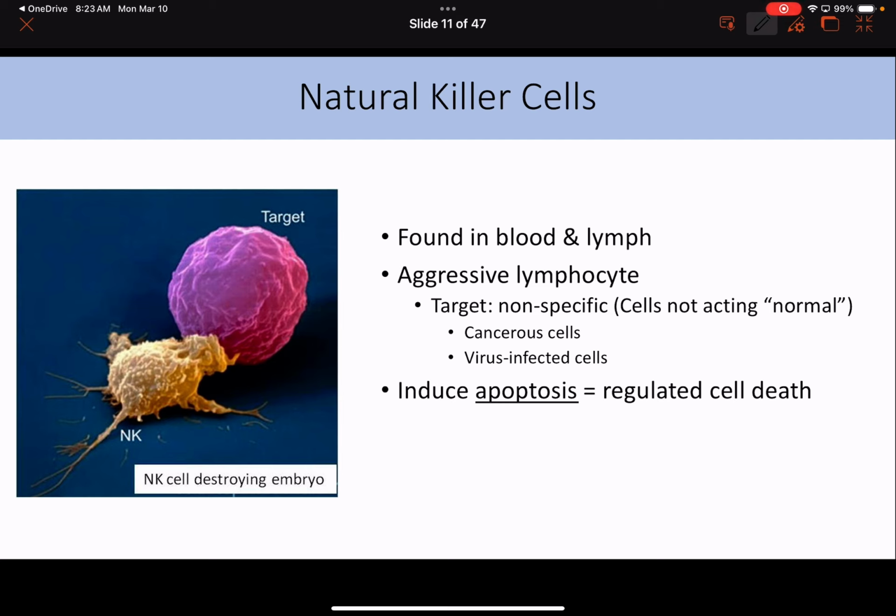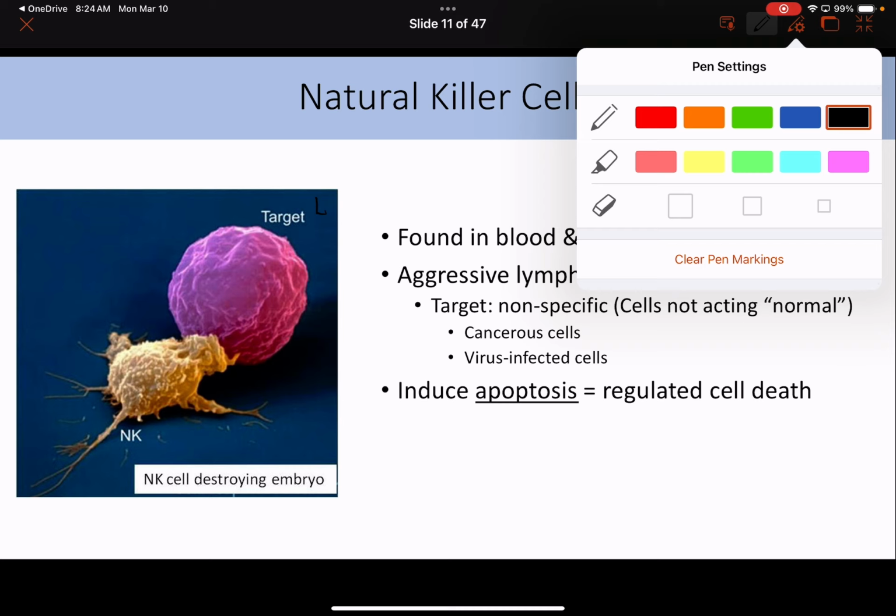Now, one of the things that unfortunately a natural killer cell can kill or harm is an embryo. So you can see here's a natural killer cell attacking an embryo. An embryo would be a self cell that is not acting normally because when somebody gets pregnant, this is a new event. So natural killer cells are just not familiar with what's happening. They see it as a foreign invader and they start to attack it. Okay, this can happen and this would cause a miscarriage.